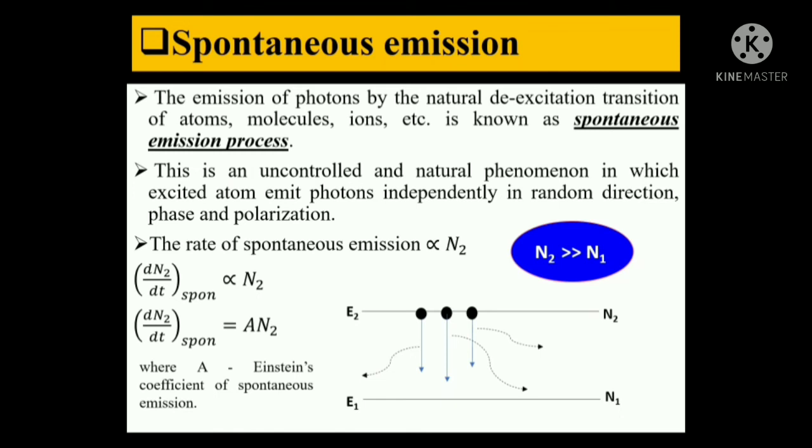That means I can write the equation as dN2 by dt spontaneous is proportional to N2, or on removing that proportionality sign, dN2 by dt spontaneous is equal to A N2, where A is Einstein's coefficient of spontaneous emission. In the earlier slide we studied B12, which was Einstein's coefficient of absorption. Here we call it Einstein's coefficient of spontaneous emission, which is represented by the capital letter A. Clear?